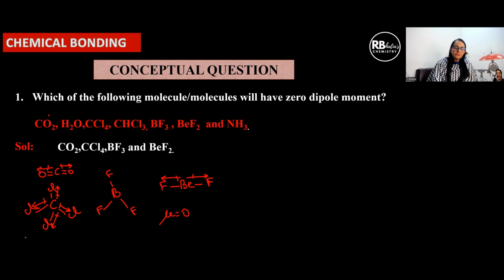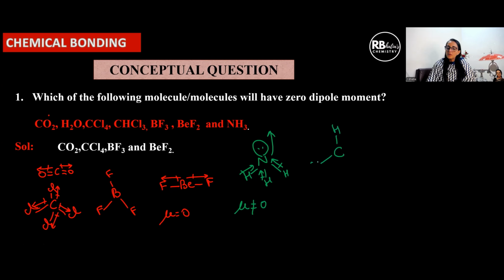So if we talk of NH3, NH3 structure has 3 bond pairs and 1 lone pair. And as you can see, the dipoles are not going to cancel off, but add together. So mu here is not equal to 0. Similarly, chloroform. Although that's a tetrahedral arrangement, the magnitude of all these is not the same. So dipole moment is not 0.